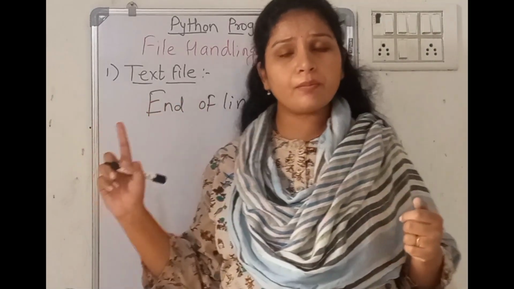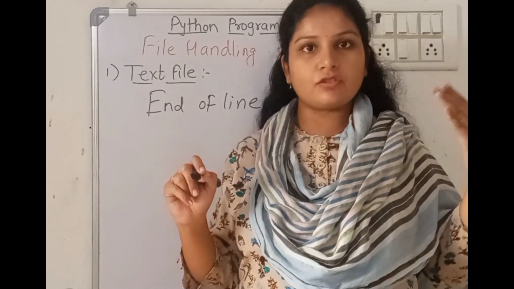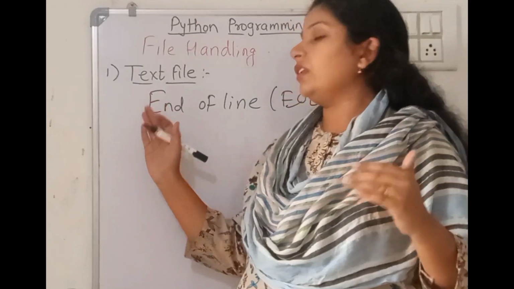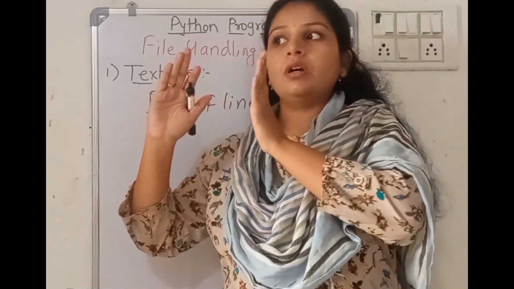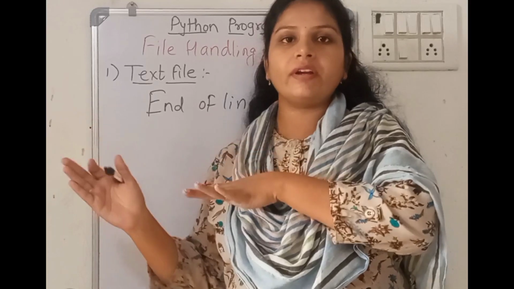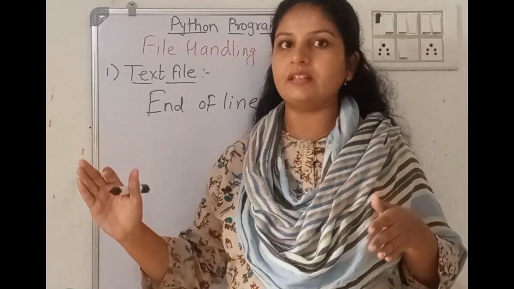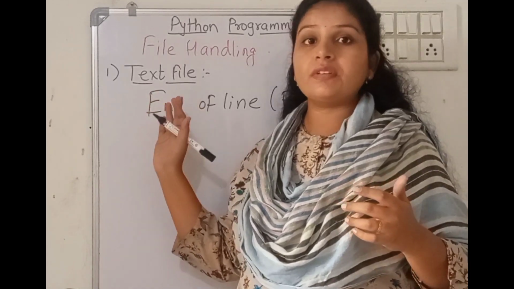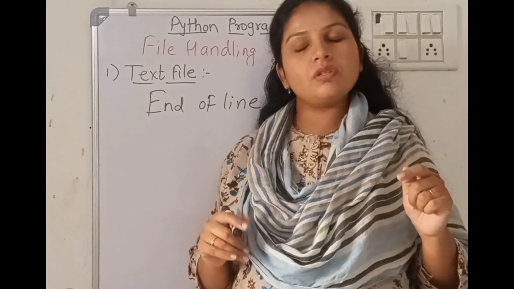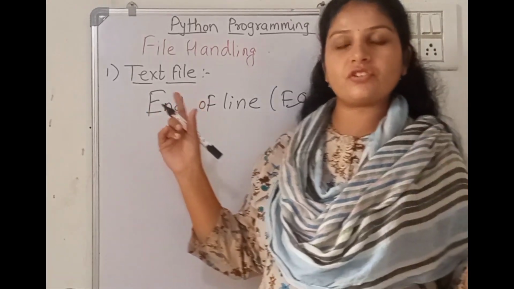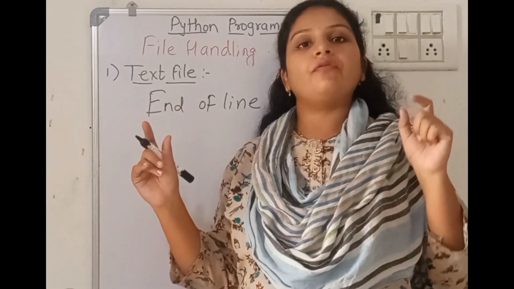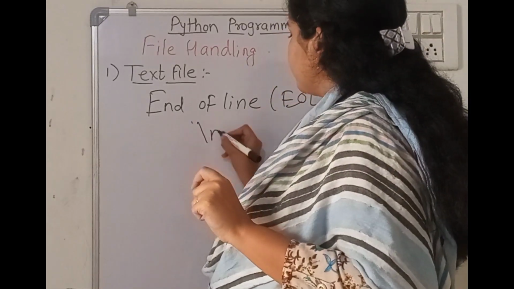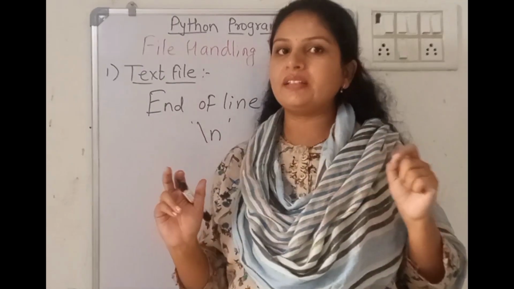This concept is very important. Why? Because when we analyze or when we read from the file, we need to know till which position or pointer we are going to read the sentence in the line. So that matters when you consider the end of the line character. When we use these text file methods or functions in Python programming, we use one special character which is \n. \n is the new line character.